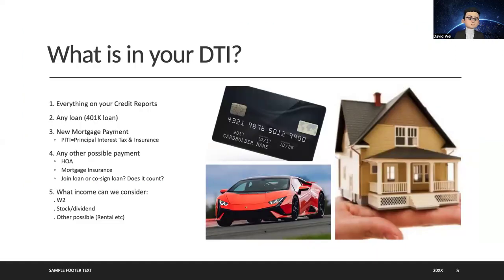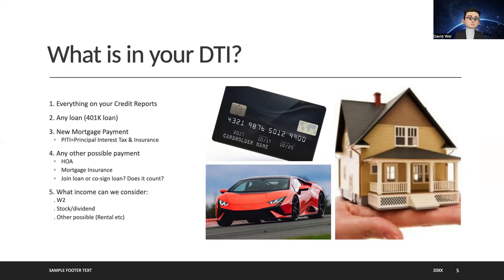Now, DTI. Basically, everything we can see on your credit report is going to end up in your DTI as an expense. What does that mean? Your credit card monthly payment, not the total amount, the monthly payment. Your auto loan's monthly payment. Anything reflected on your credit report will be considered your expense.